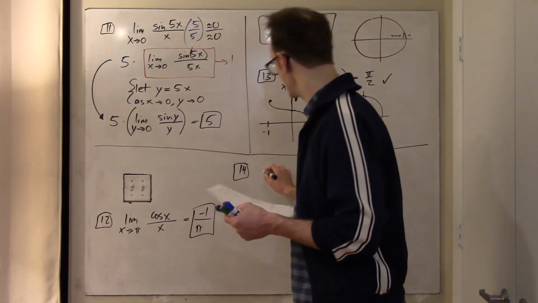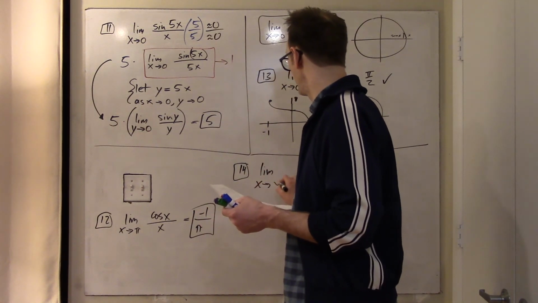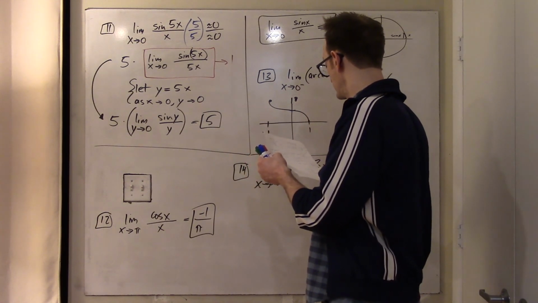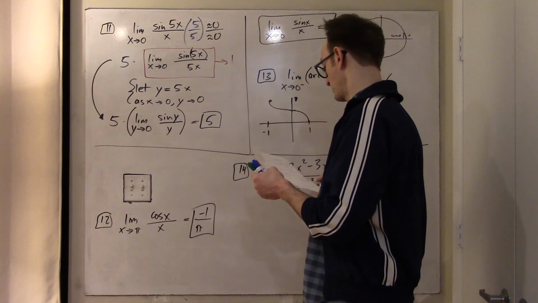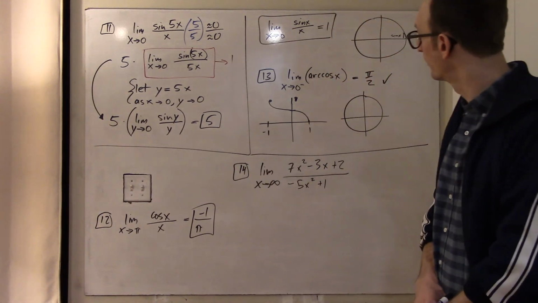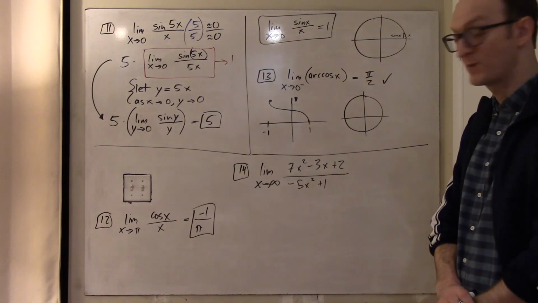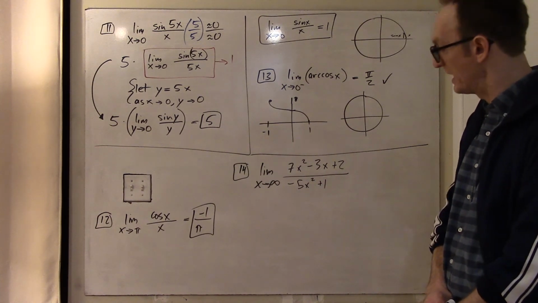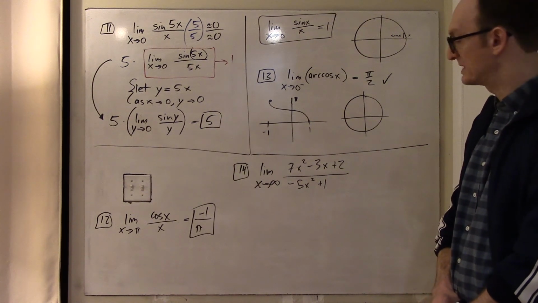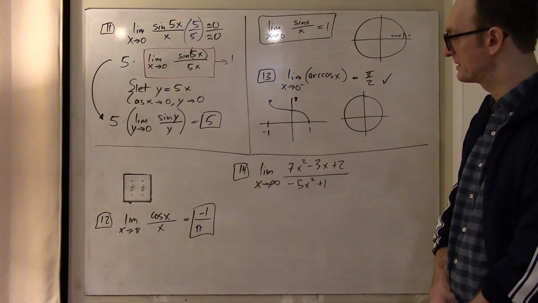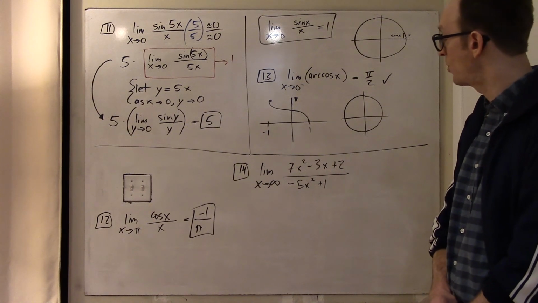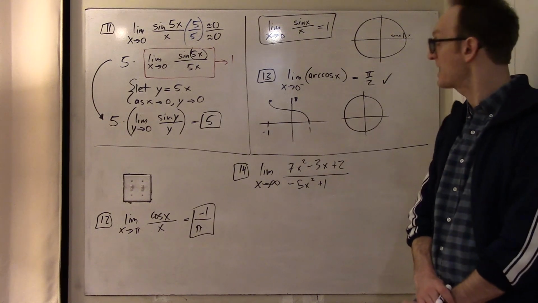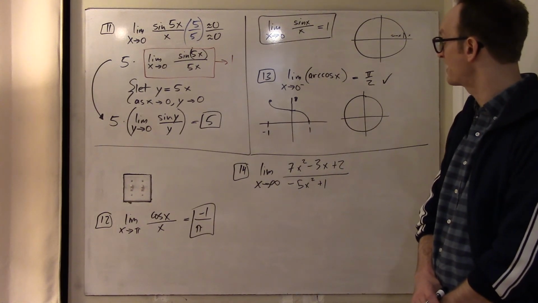14, this is the limit as x approaches infinity of 7x squared minus 3x plus 2 over -5x squared plus 1. This is just review from last semester, because once again we have a rational function, and once again we're taking the limit as x goes to infinity, so this is kind of like what we did with finding the limit of a sequence. Hopefully, because of your knowledge of rational functions, you can just look at this and immediately know the answer is going to be -7/5.